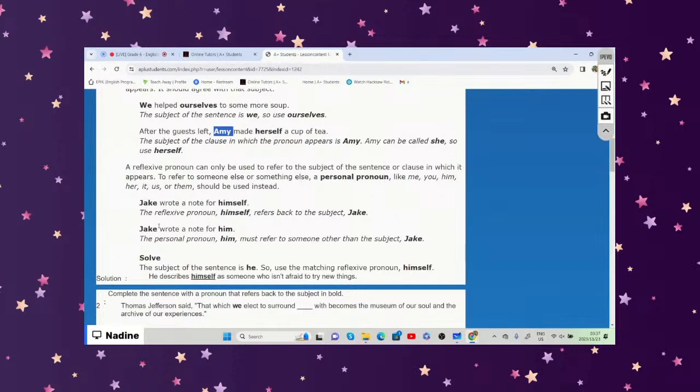So then we don't use the word myself, herself, itself, right? We use the personal pronoun that refers to someone else, right? But the reflexive pronoun only refers to the subject, which is I, she, he, it, them, you, and so on.